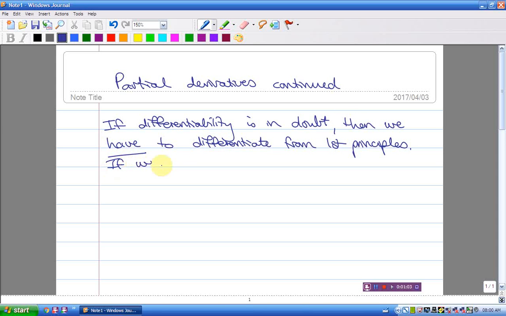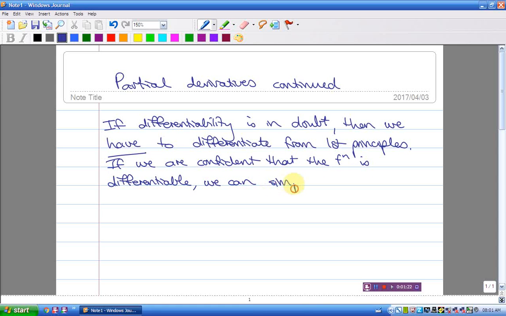If we are confident that the function is differentiable, we can simply use differentiation rules.